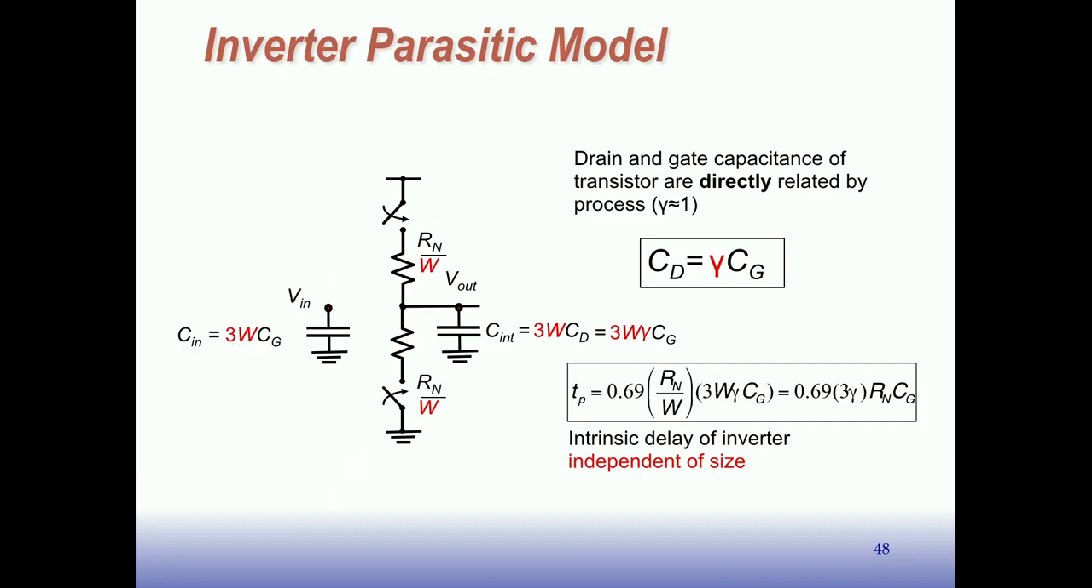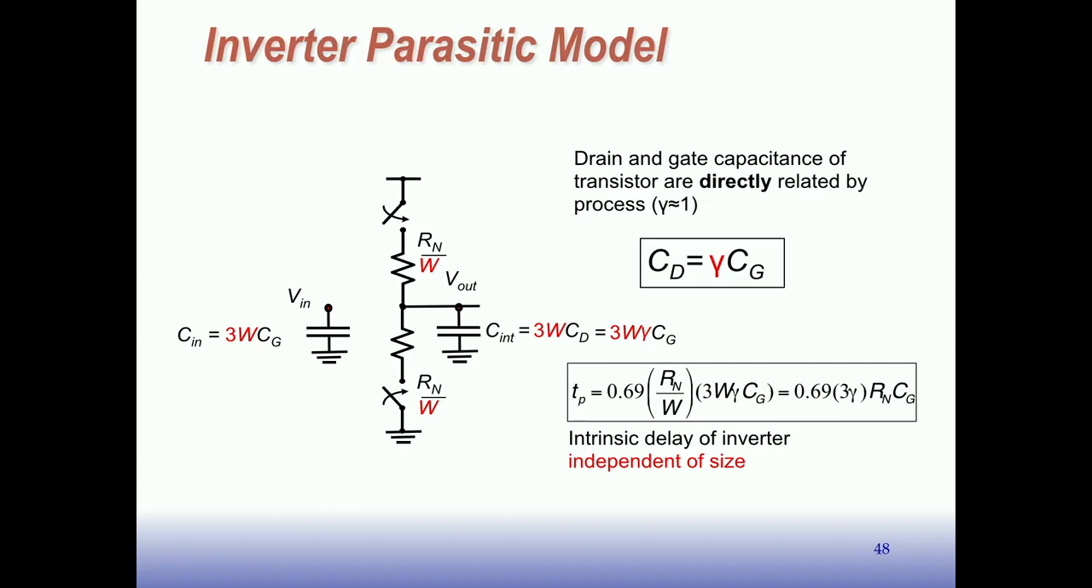Again, we're just looking at internal capacitance here, but if you look at internal capacitance and the associated R's, we know that the propagation delay to the halfway point is going to be natural log of 2 times RC. The R is either we're pulling down or we're pulling up. It doesn't matter in this case since it's balanced. So that's R_n over W times the C that it has to charge or discharge. That's the internal capacitance, which we got right here, 3WγC_G.